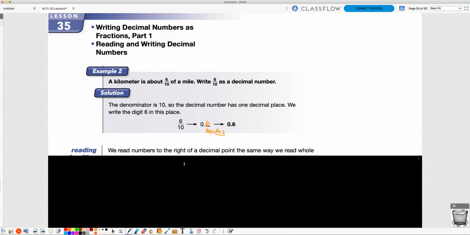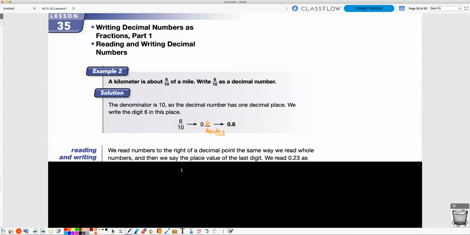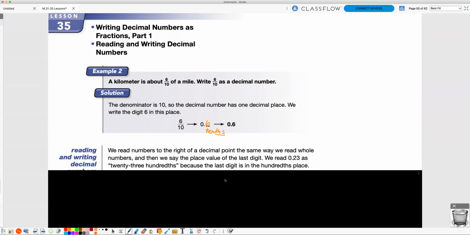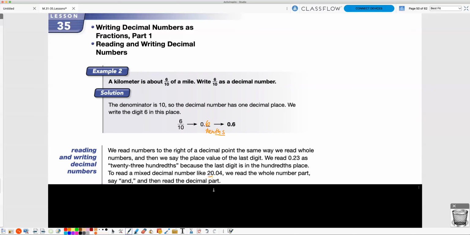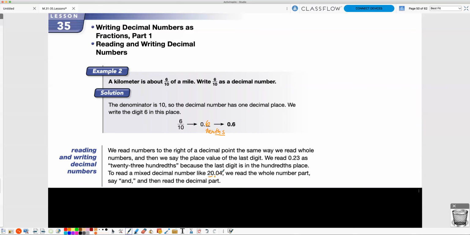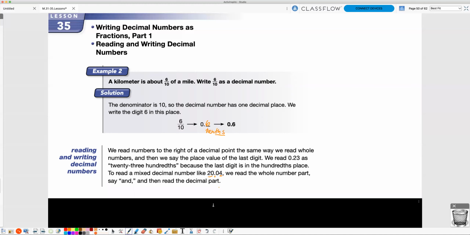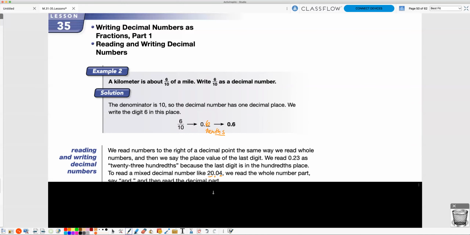We read numbers to the right of a decimal point the same way we read whole numbers, and then we say the place value of the last digit. We read 23 hundredths as 23 hundredths because the last digit is in the hundredths place. To read a mixed decimal number like 20 and 4/10ths, we read the whole number part, and then we say the word and, then read the decimal part. 4 is where it's ending in the hundredths place. So this would be 20 and 4/100ths.